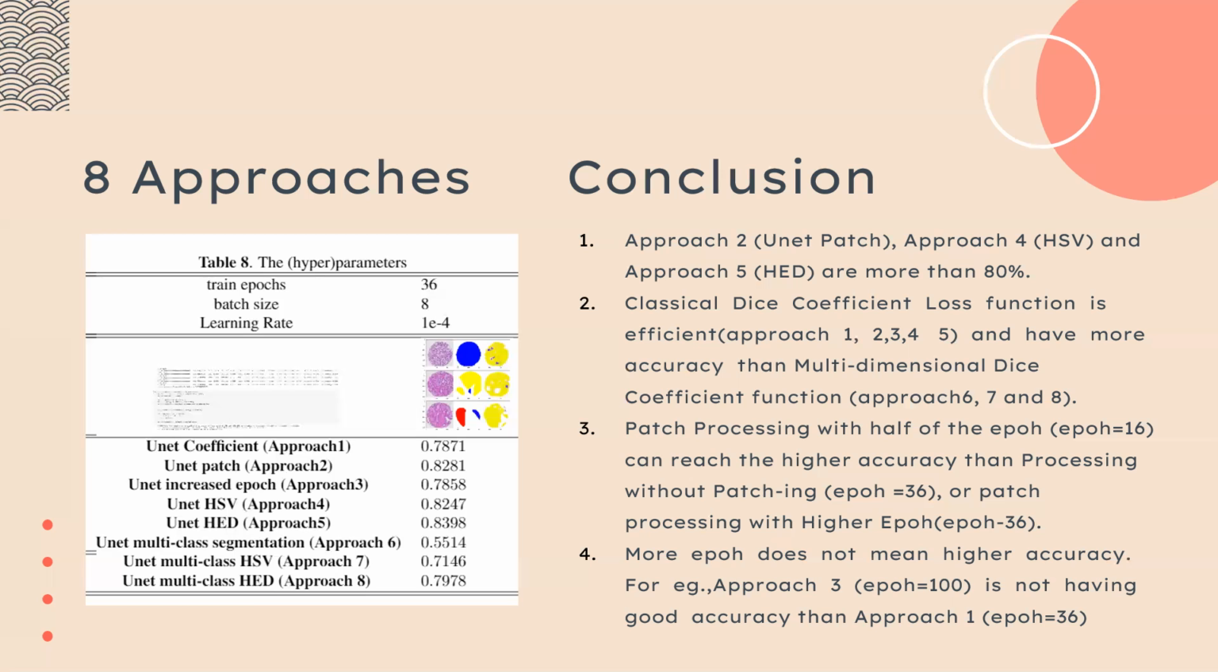Then the third one is that we increased the epochs, but it didn't help too much. Then the rest are color space augmentation. It helped increase the accuracy by about 5% as well, even though the dataset size is not very big, like 1,000 plus. We can reach the same accuracy as the patch processing one. The last three apply a different dice coefficient, the so-called multi-dimensional dice coefficient, and the result is not so stable. And let's do the demo.